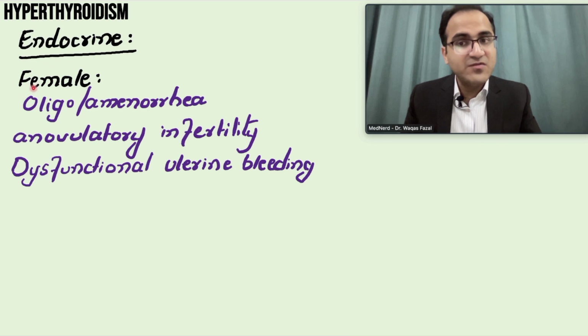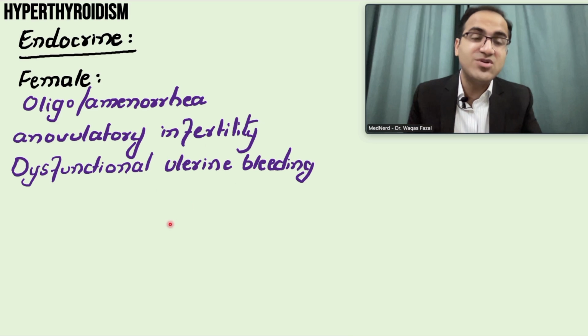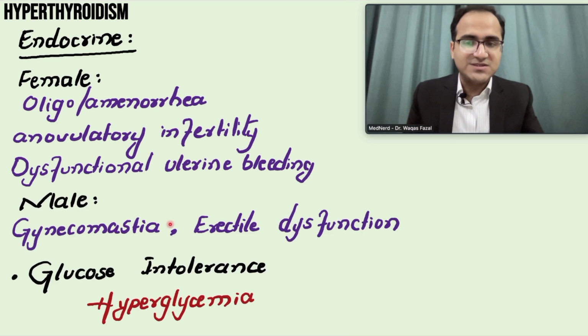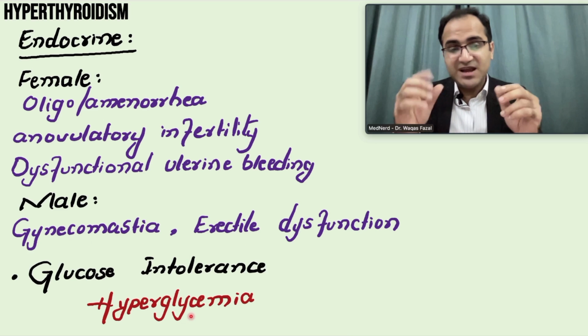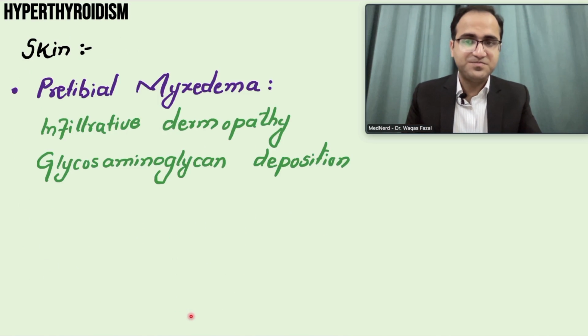In the endocrine system, females develop oligomenorrhea, amenorrhea, anovulatory cycles, infertility, dysfunctional uterine bleeding, disturbance in the normal uterine cycles. Males experience gynecomastia, erectile dysfunction, and there is hyperglycemia in patients with hyperthyroidism.